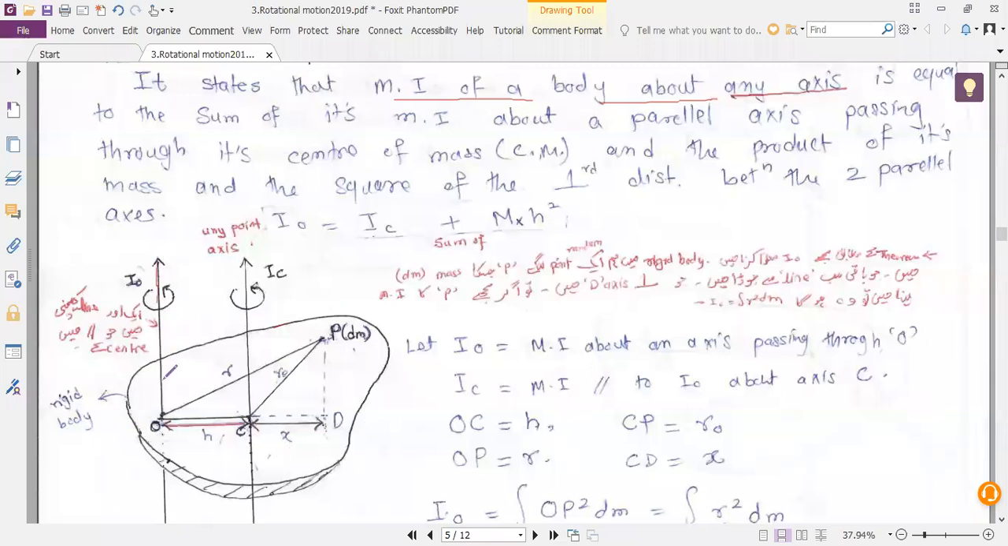This axis is any axis which we are making here, and we represent this axis inertia by IO, and the point is O. I hope you understand this part. It is equal to the sum of moment of inertia. What I am saying is, this any axis inertia is equal to the sum of moment of inertia. That means one more inertia is coming, which is parallel to the axis: the moment of inertia about the parallel axis.